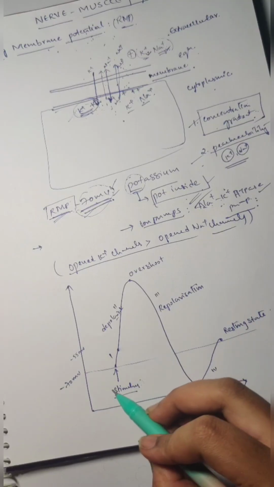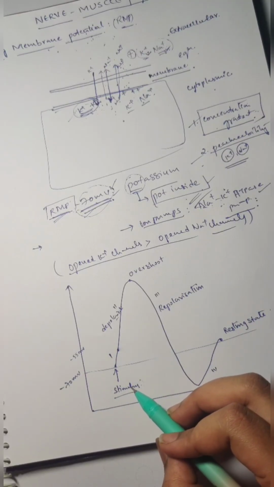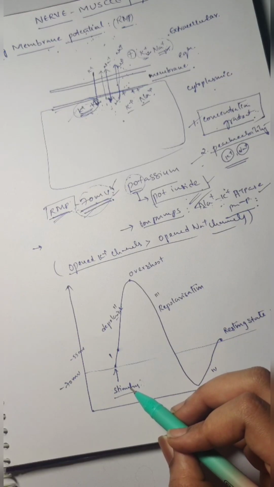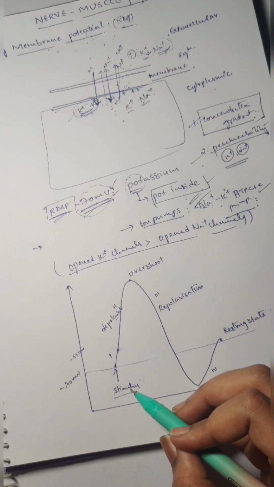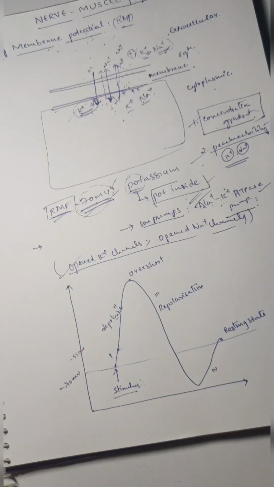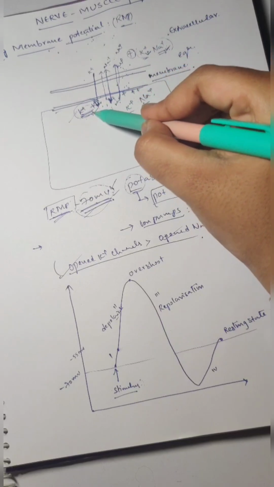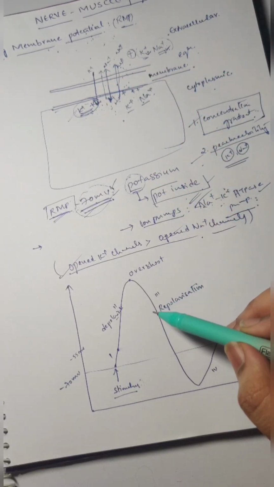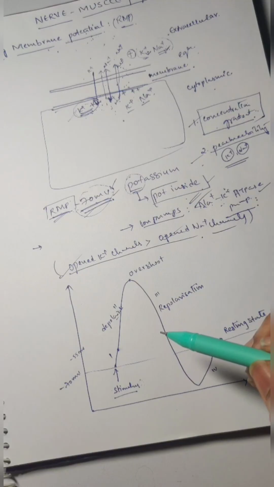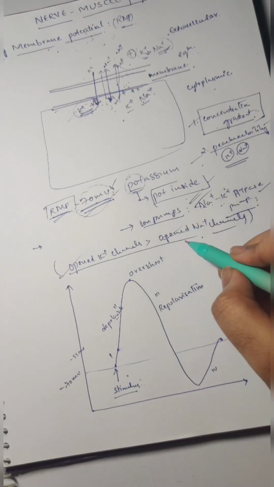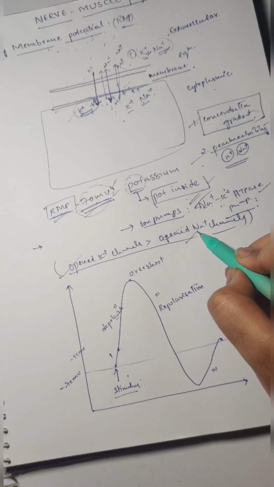Now we take a stimulus. Whenever you give a stimulus to a resting neuron, which is in its resting membrane potential, what ion channels are more? Potassium channels are more open compared to sodium channels. That's why there is more potassium inside. Whenever you give a stimulus, this is going to be reversed, and the sodium channels are going to open.